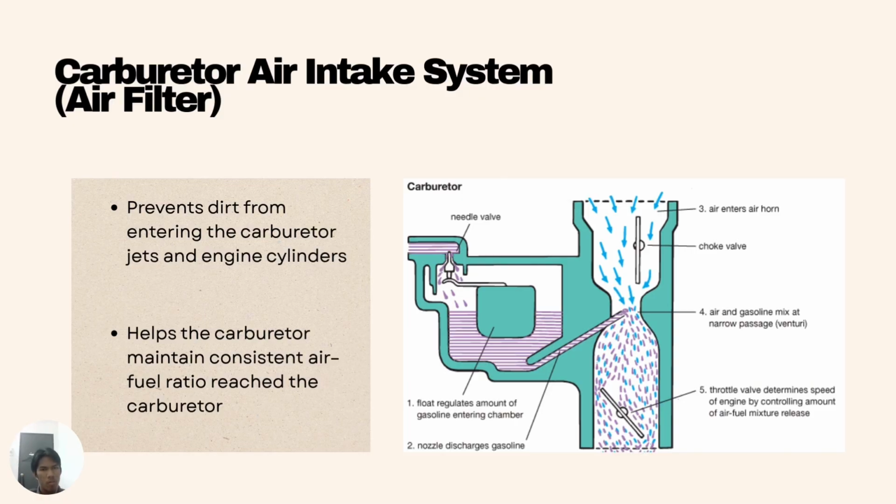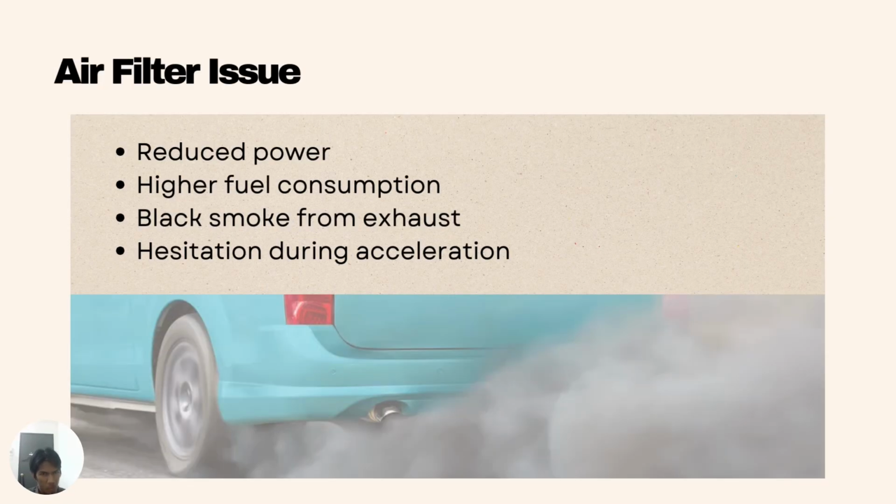First, the float regulates the amount of gasoline entering the chamber, and then the nozzle discharges the gasoline. While the air enters from the air horn, goes through the choke valve, air and gasoline mix at a narrow passage, causing the Venturi effect. And then the throttle valve determines the speed of the engine by controlling the amount of air to fuel mixture that is released.